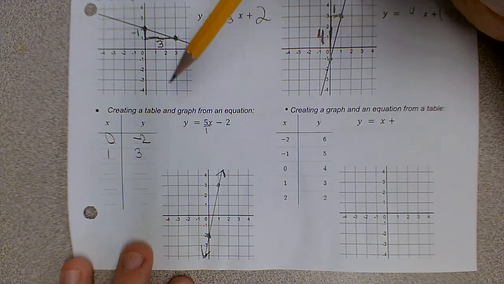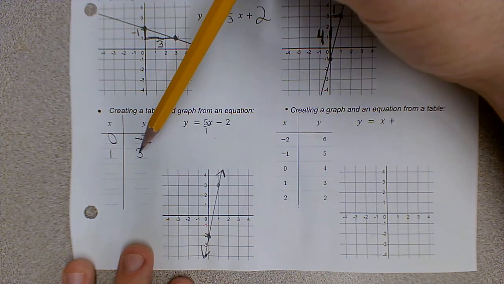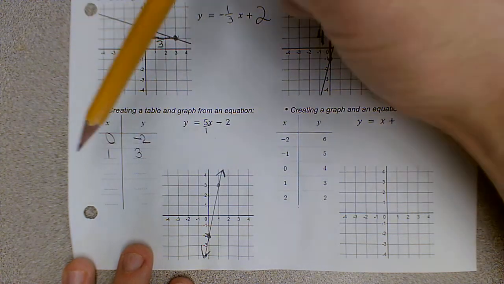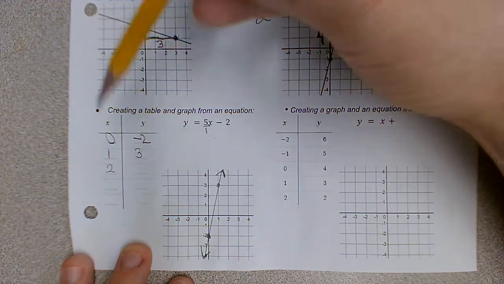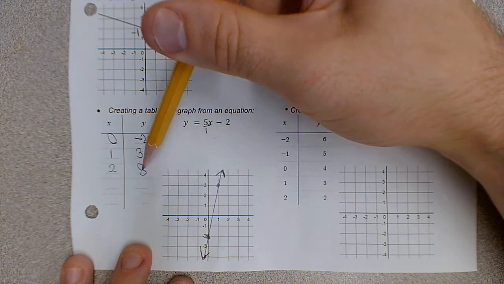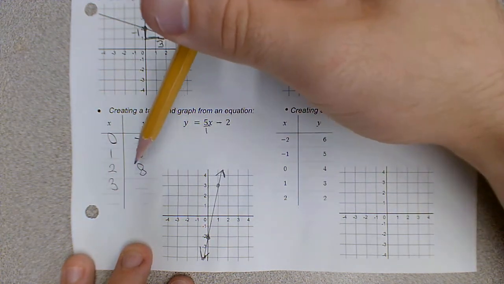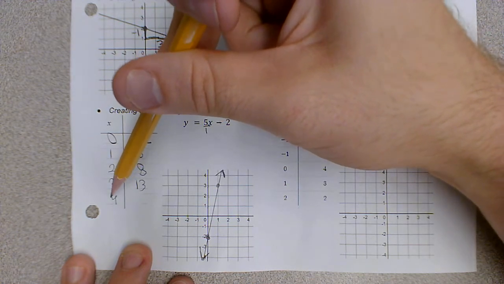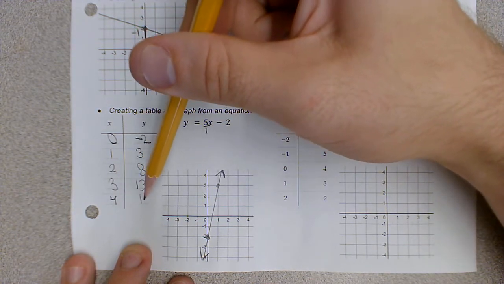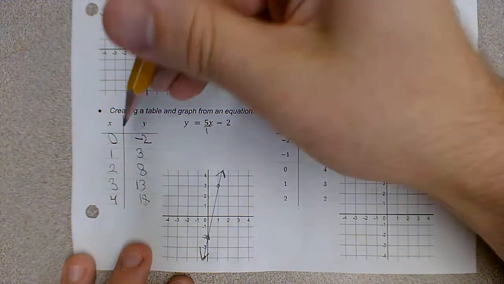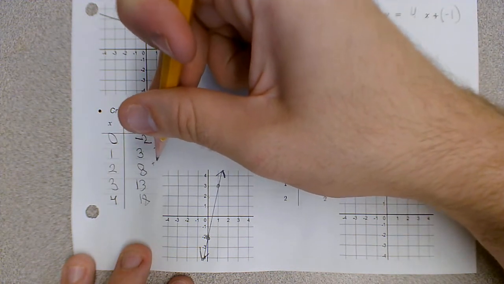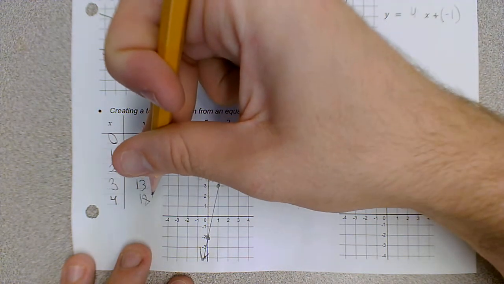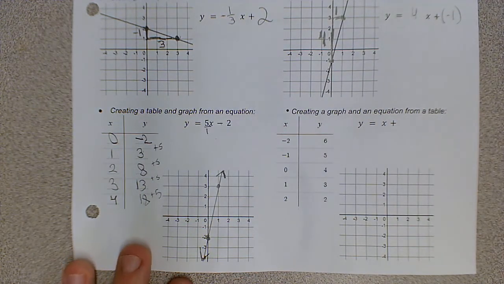Notice that my slope is 5. My number keeps going up by 5, -2 to 3. If I put another point at 2, this is going to go up by 5 more and become 8. I go to 3, it's going to go up by 5 more and become 13. I go to 4, it's going to increase by 5 more and go to 18. It's just plus 5 each time. Plus 5, plus 5, plus 5. Simple as that.